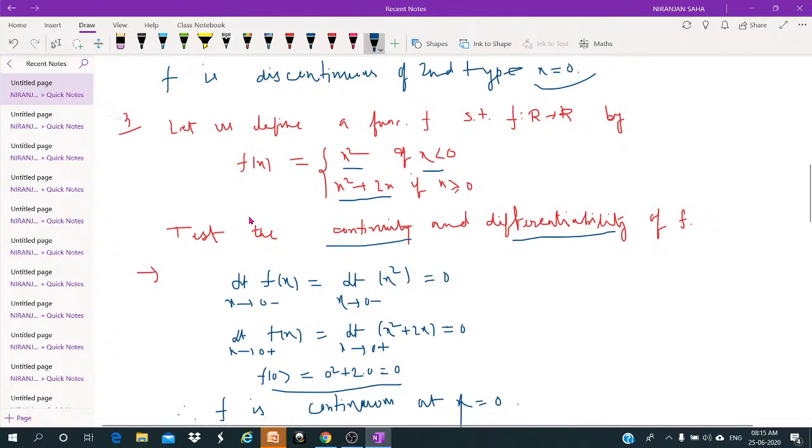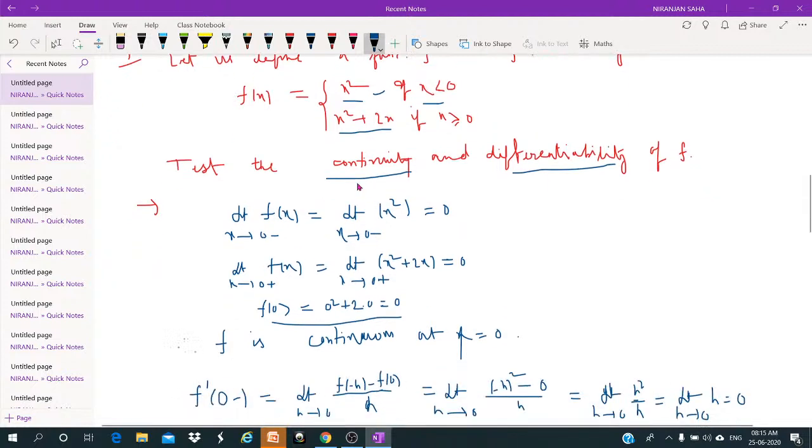Now the third problem. The function is defined from R to R by f(x) equal to x square when x is less than 0, and x square plus 2x when x is greater than or equal to 0. We have to trace the continuity and differentiability both for f. First trace the continuity. The left hand limit is 0, the right hand limit is also 0, and f(0) is 0. So this is continuous at x equal to 0.